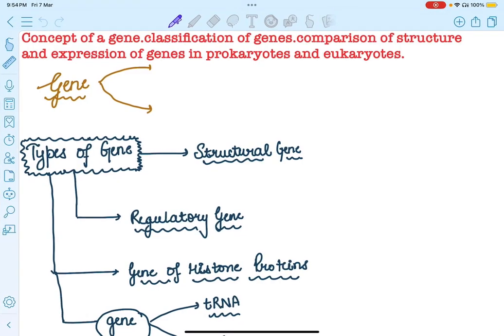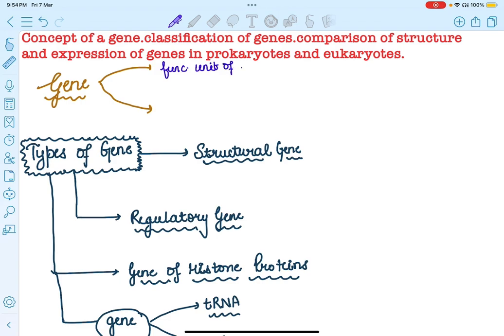And now we are going to discuss question number 9 of genetics. That is the concept of a gene, classification of genes, and comparison of structure and expression of genes in prokaryotes and eukaryotes. Hence, basically, this question is based on the whole concept of gene, determining what is a gene, its types, and how it can be formed or regulate the function in prokaryotes and eukaryotes. So let's start. First of all, gene is the functional unit of genome.